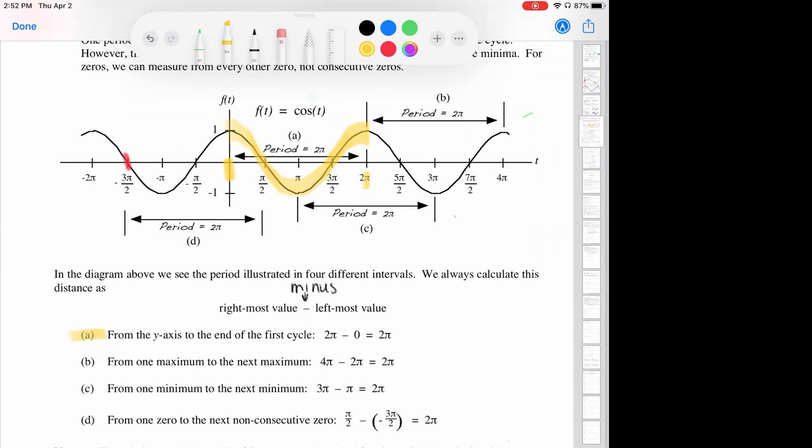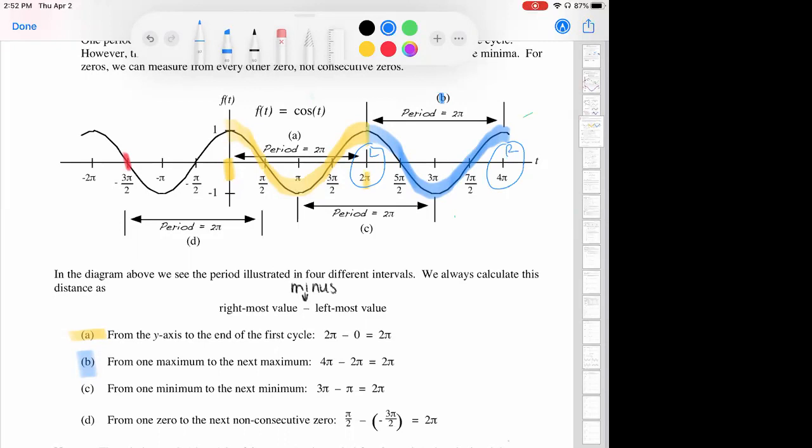Okay, let's do B in blue. From a maximum to the next maximum. So B is right here. B is this one right here. So remember, it's your rightmost. Which one is your most rightmost? This is your rightmost, and this is your leftmost point. Our rightmost point is 4 pi. Our leftmost point is 2 pi. So we have 4 pi minus 2 pi. Our answer is 2 pi.